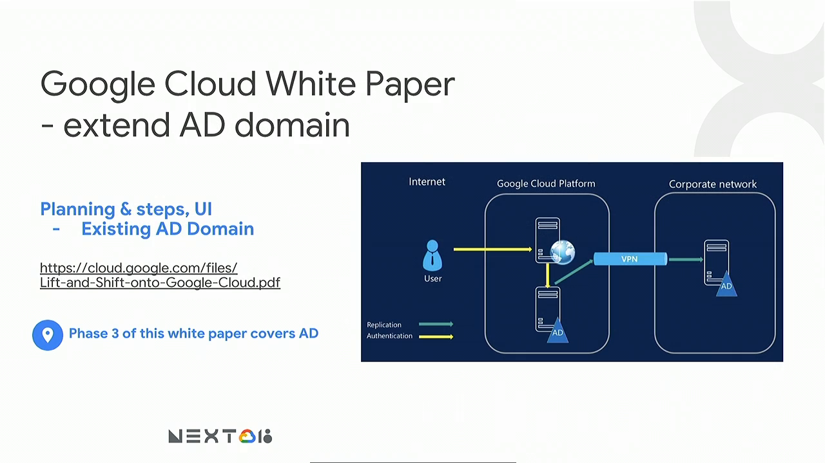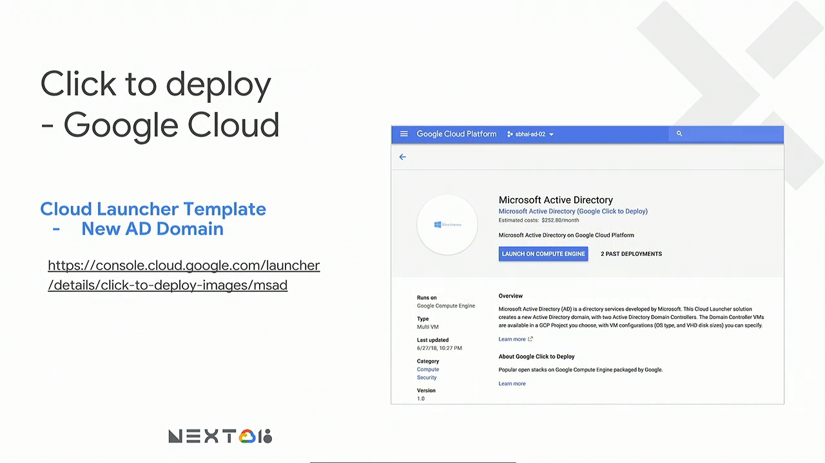Second, you can also choose to extend an existing AD domain onto GCP. So there's a white paper. Phase 3 of this white paper talks about Active Directory considerations. There is also a click to deploy. If you wanted to go ahead and just get an AD domain spun up and start playing with it and experimenting with it, we have that, something you can go ahead and leverage.